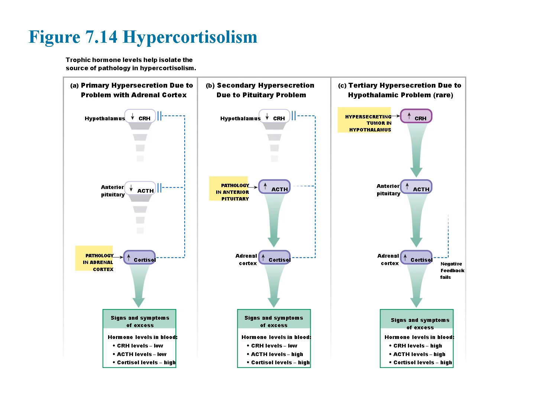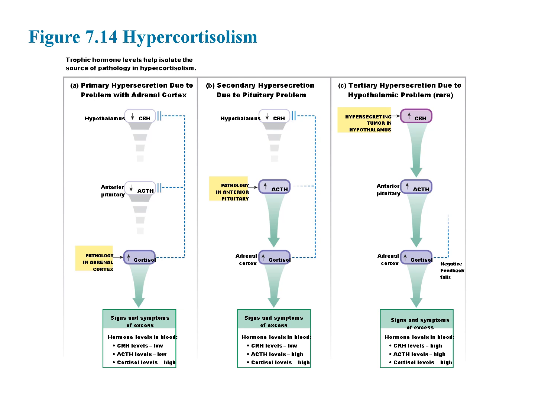In secondary hypersecretion, the issue lies in the anterior pituitary gland. Overproduction of adrenocorticotropic hormone stimulates the adrenal cortex to release excess cortisol. Here, corticotropin-releasing hormone is low, but both adrenocorticotropic hormone and cortisol are elevated.